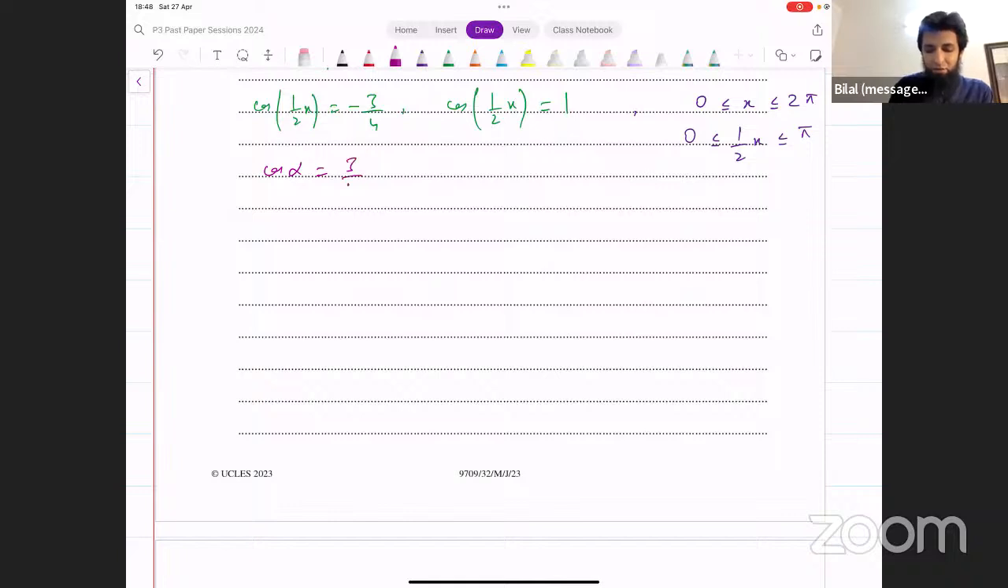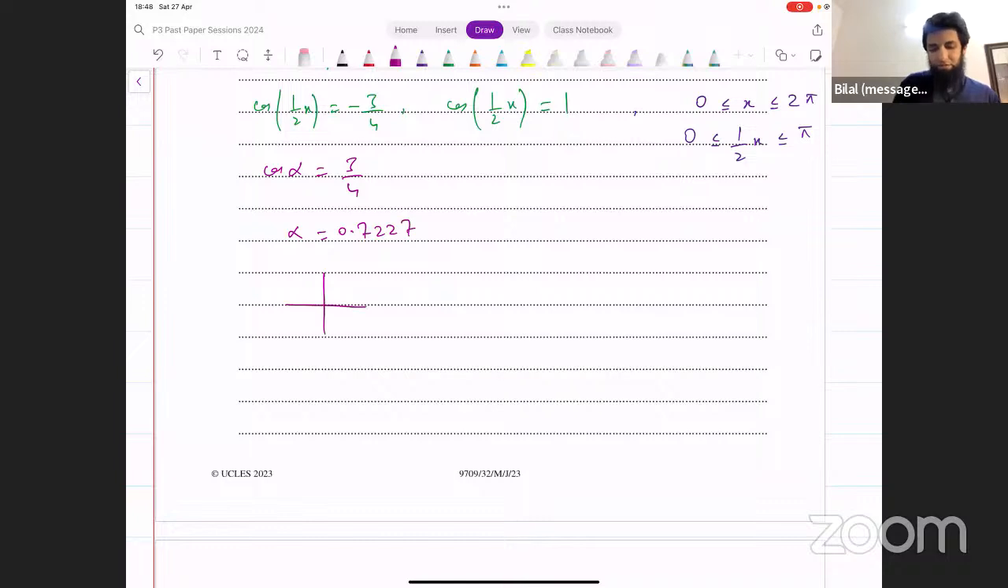Cos alpha equals 3 over 4. You get a basic angle from here. You can see what that turns out to be. Make sure your calculator is in radian mode. If you convert that, radian cos inverse of 3/4, that's giving me 0.7227 in the first case.